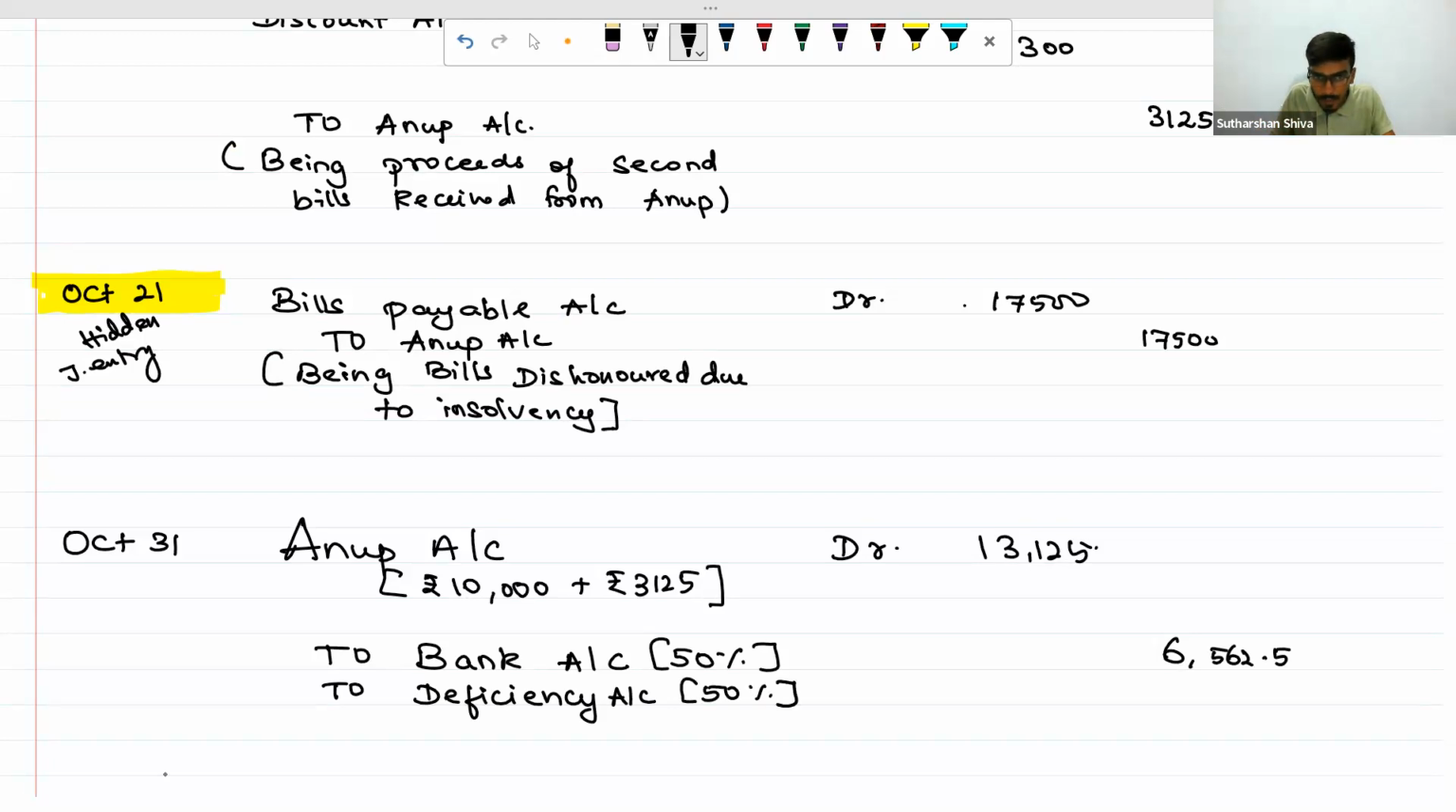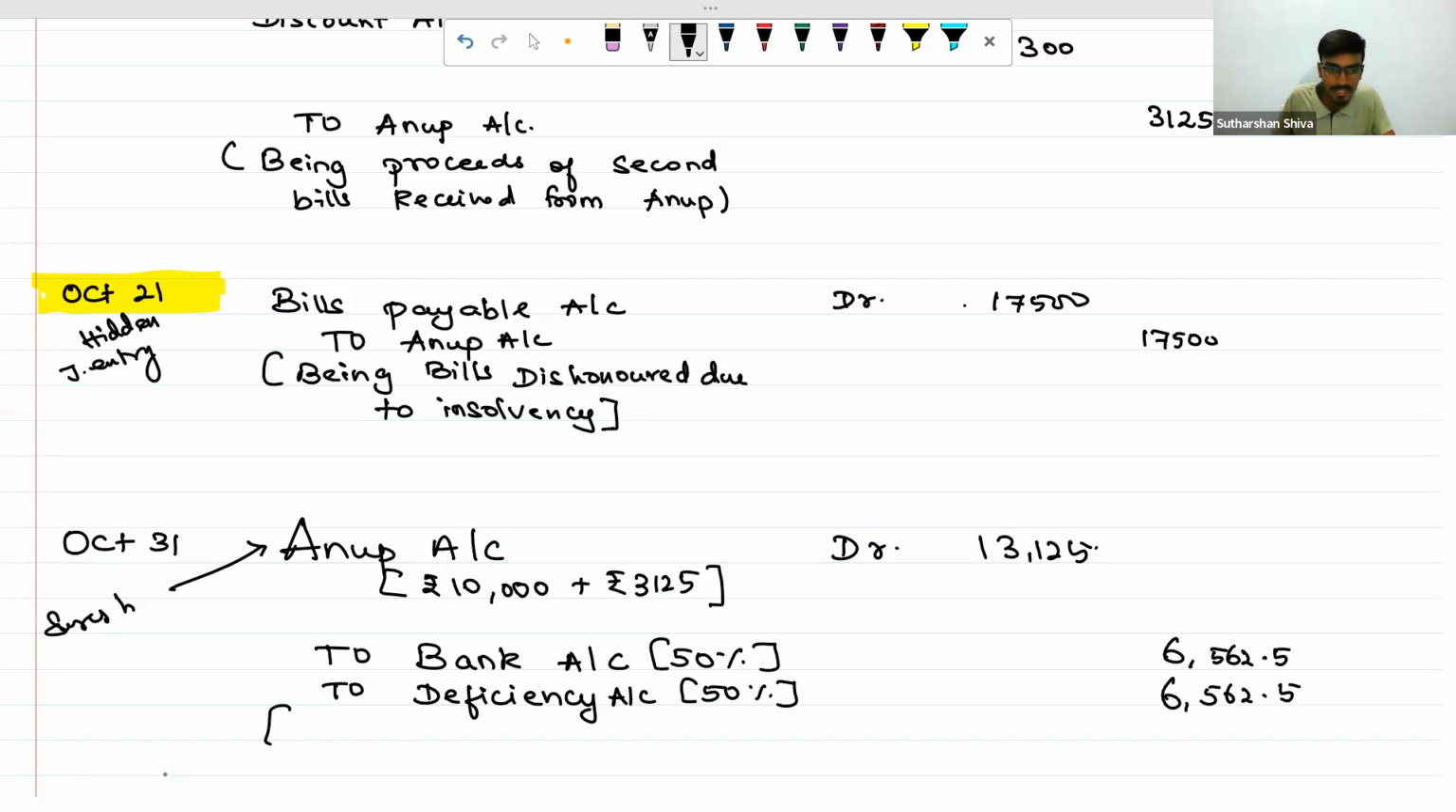Finally, to conclude, Suresh needs to pay Anup. So Anup account he is going to debit by paying it. But what he is actually ready to pay is only an amount worth 6,562.5. The remaining 6,562.5 is a type of gain, a deficiency gain for him. That is an unrealized gain which is enjoyed by Suresh due to insolvency.